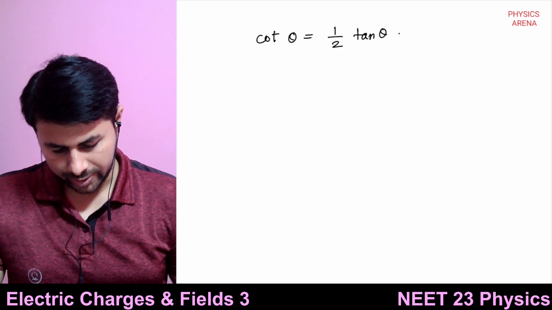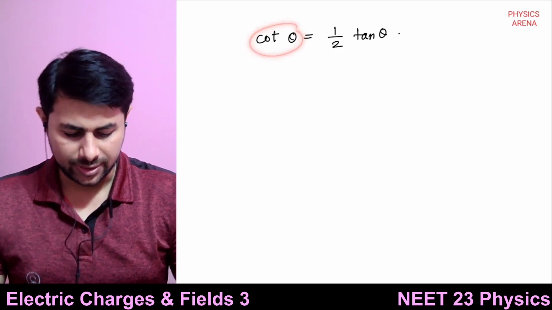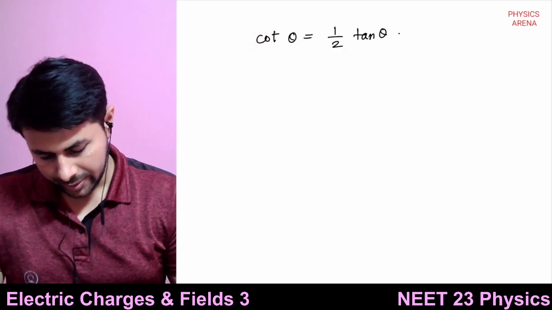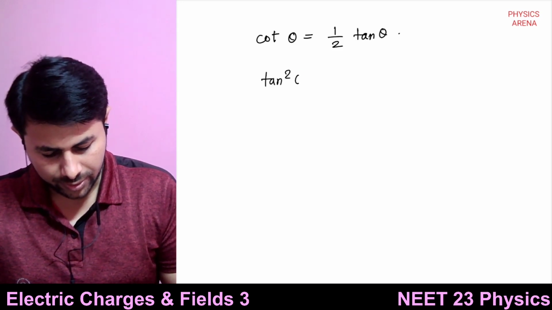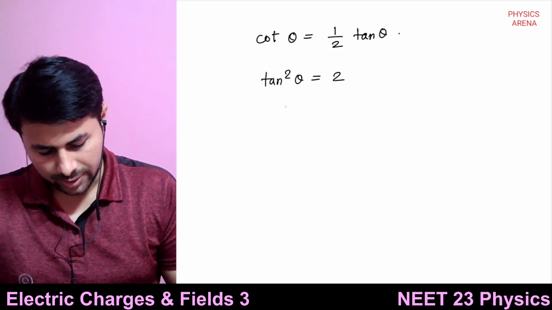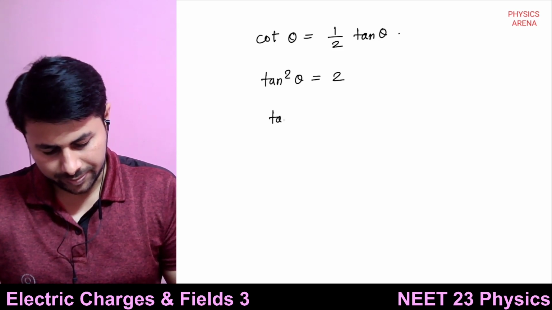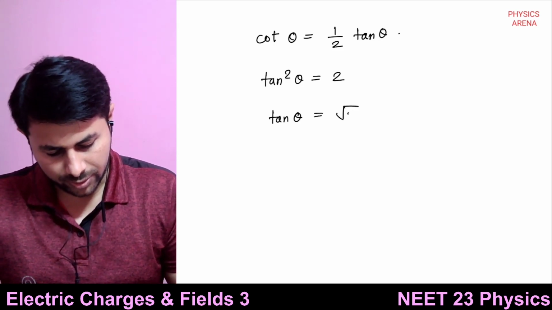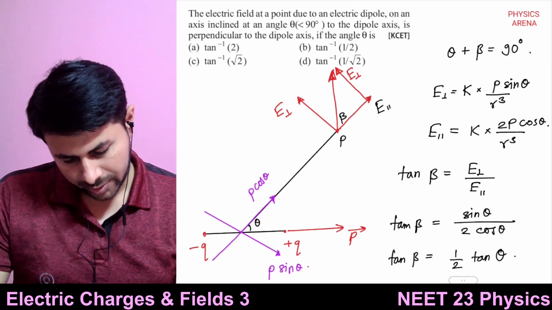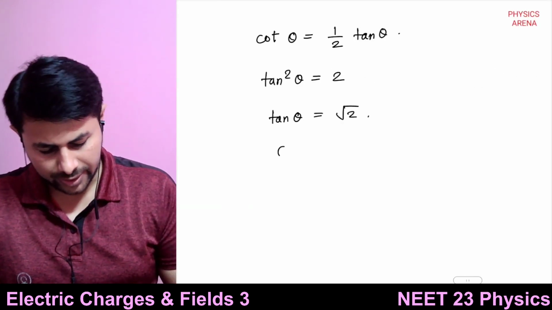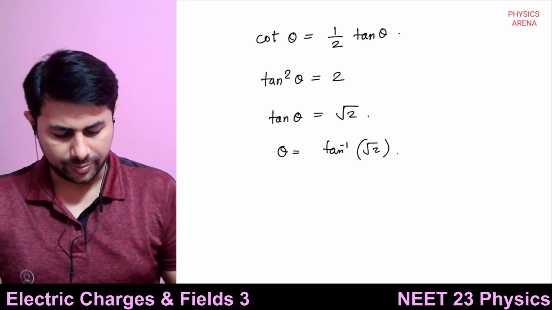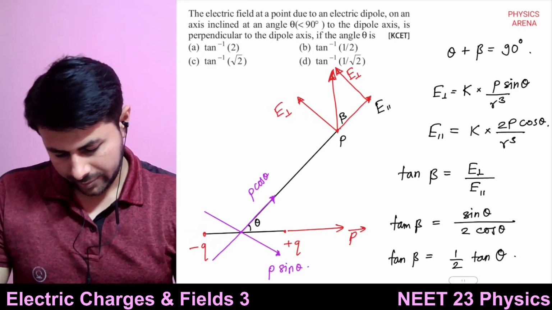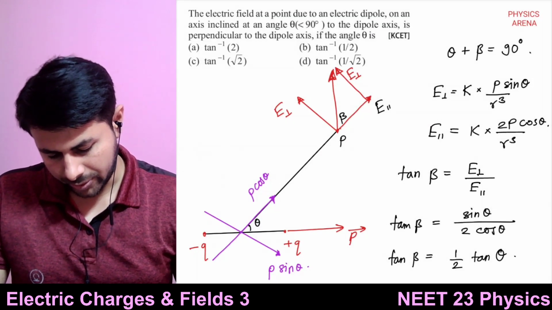Okay. So this is 1 upon tan theta. You can move it on other side. So you get tan square theta equals to 2. That means tan of theta equals to root 2. Okay. And therefore theta equals to tan inverse of root 2. This is the answer. Tan inverse of root 2.